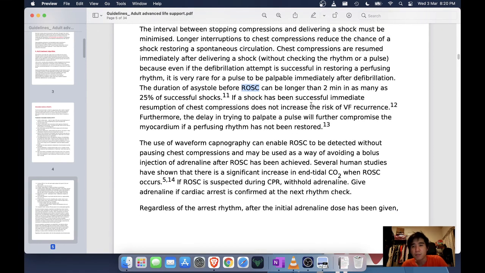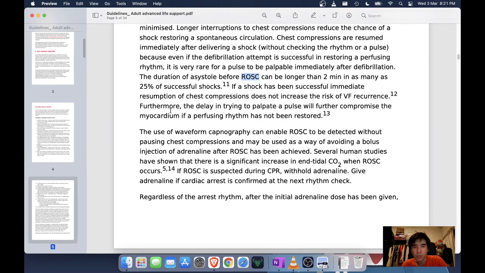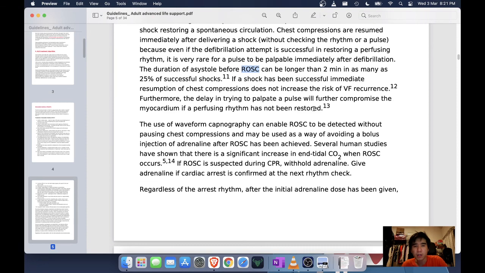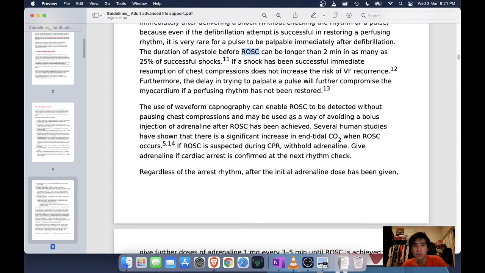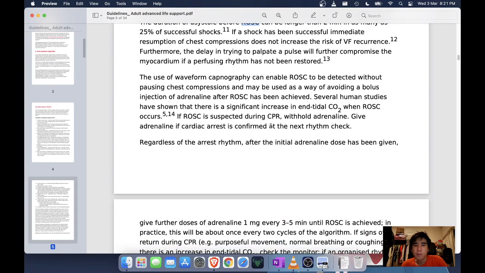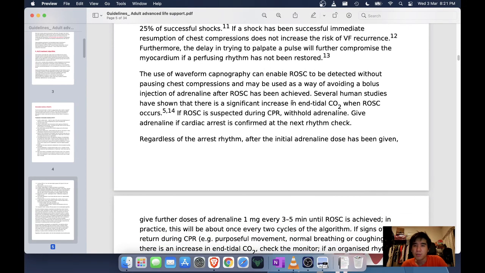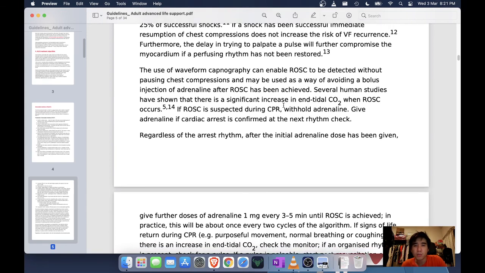If a shock has been successful, immediate resumption of chest compressions does not increase the risk of VF recurrence. So it's safe to continue chest compressions. Furthermore, the delay in trying to palpate a pulse will further compromise the myocardium if a perfusing rhythm has not been restored. The use of waveform capnography can enable return of spontaneous circulation to be detected without pausing chest compressions.